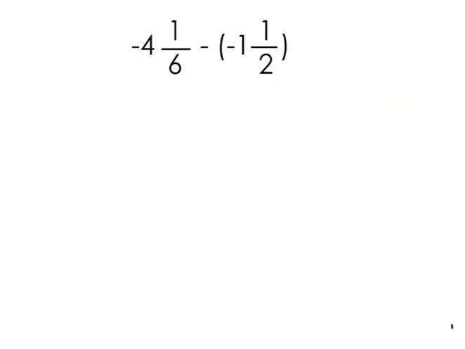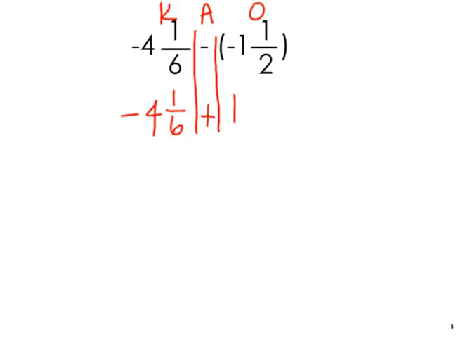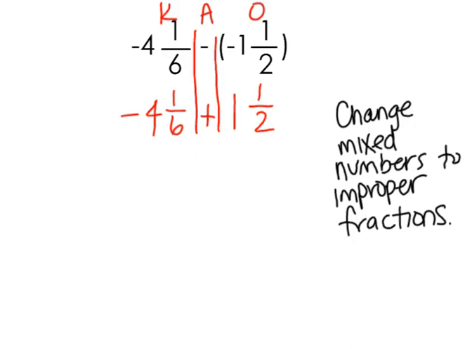Next, we're going to do an example with some mixed numbers. I'm going to begin by changing this into an addition problem. And again, this is only for subtraction that we're using keep, add, opposite. Negative 4 and 1/6 plus positive 1 and 1/2. My next step is to convert mixed numbers into improper fractions. Now to change my mixed numbers into improper fractions, I'm going to multiply 4 times 6, which is 24, and then I'm going to add the numerator. So 24 plus 1 is 25. The denominator stays the same, and the negative symbol stays in front.